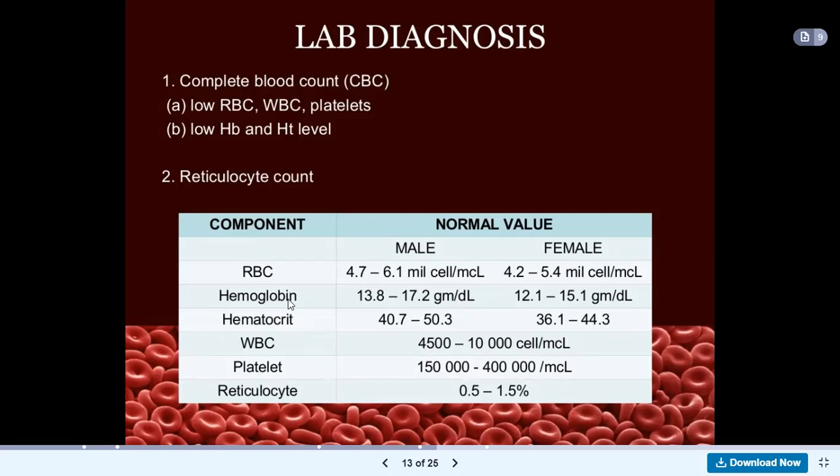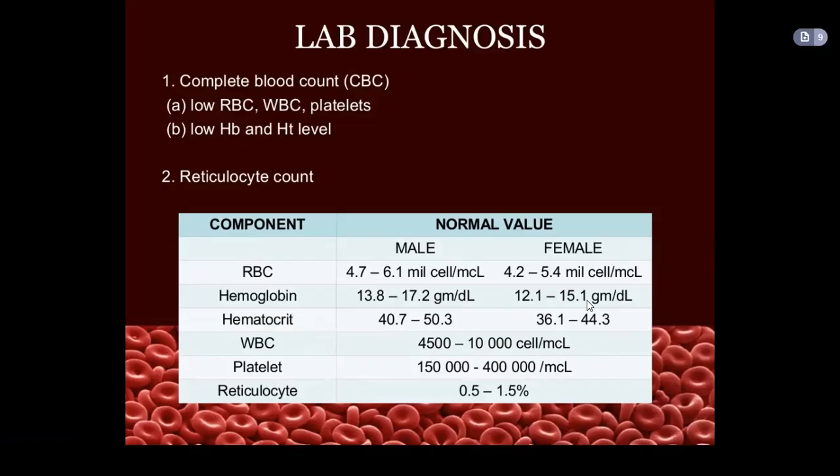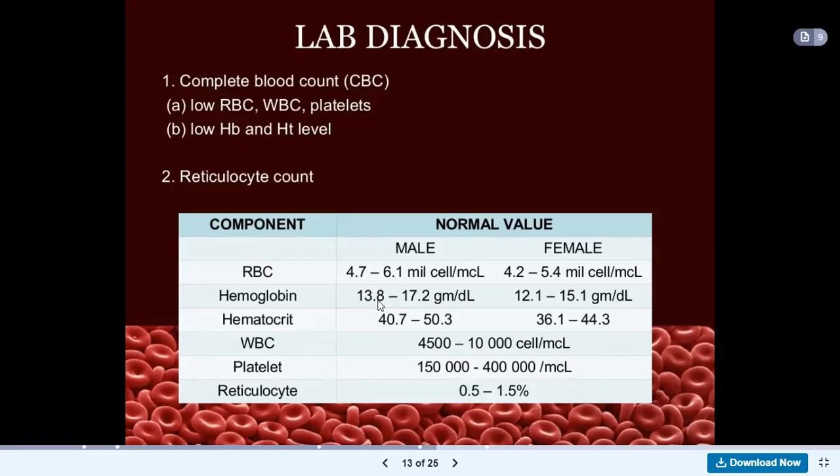And then hemoglobin also, you're supposed to have 13.8 to 17.2 grams per dL of hemoglobin, normal value for male, and female 12.1 to 15.1 grams per dL. But in aplastic anemia, it will be lower than this. Hematocrit 40.7 to 50.3%, it would also be lower. So white blood cells, 4,500 to 10,000 cells per microliter. So it will be lower than that in aplastic anemia.